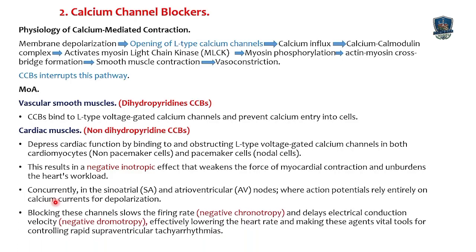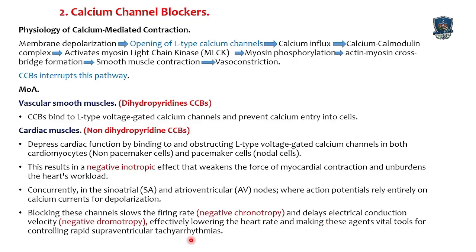So if you have drugs that block these channels, it means that we will have a negative chronotropic effect. It will slow down the firing rate. So there will be a decreased heart rate, and a decreased heart rate leads to a decreased cardiac output. A decreased cardiac output leads to a decreased blood pressure. So that's something that you have to know. It leads to a negative chronotropic effect and a lower conduction velocity. That's called a negative dromotropic effect. Lowering the heart rate, they're very crucial tools when it comes to tachyarrhythmias.